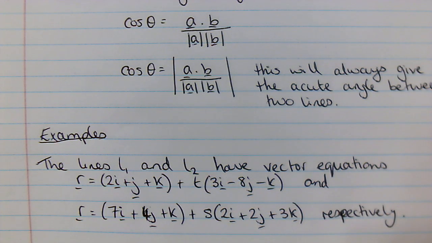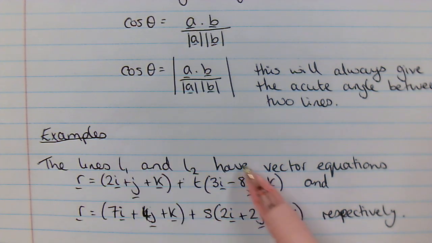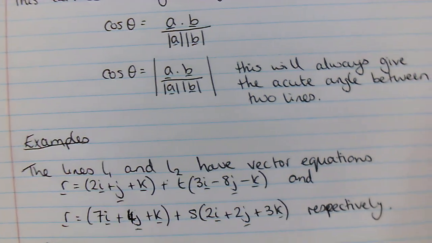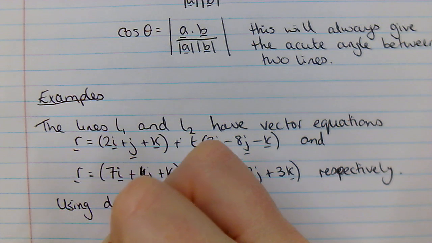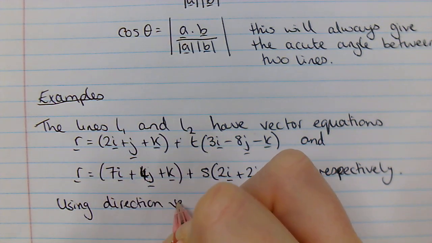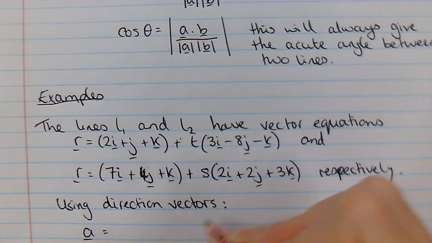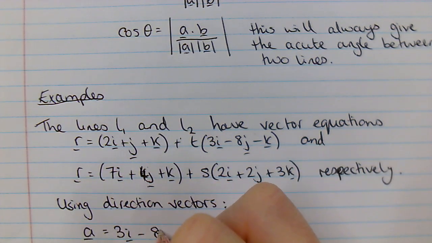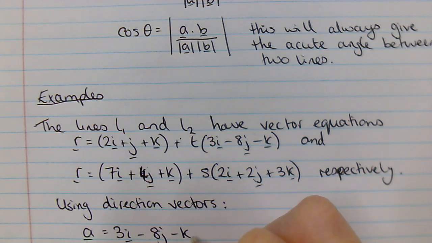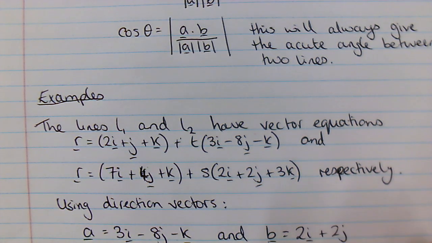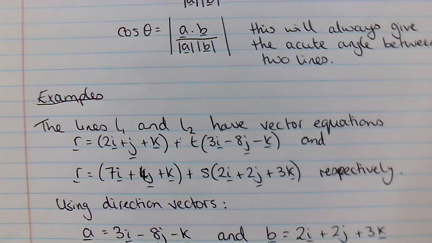Okay, so from the equations of the lines, you should be happy that A and B are the direction vectors. Okay, remember this is a point that it goes through, this is your direction vectors. So using the direction vectors, we'd have A equals 3i minus 8j minus k, and B is going to be your 2i plus 2j plus 3k.